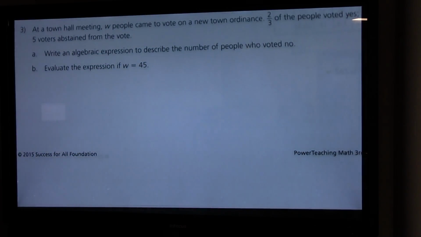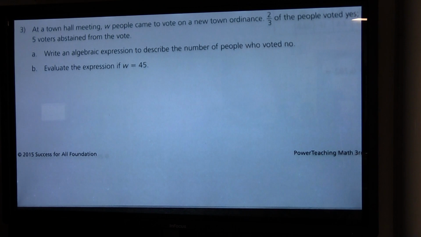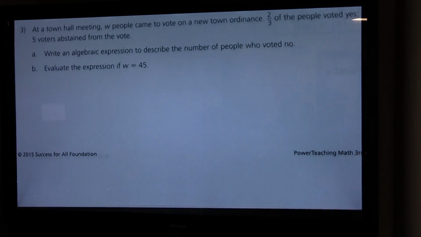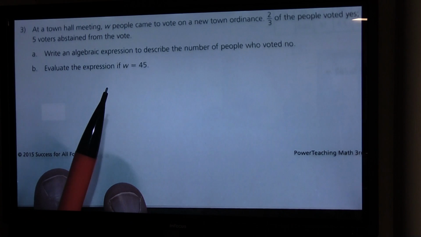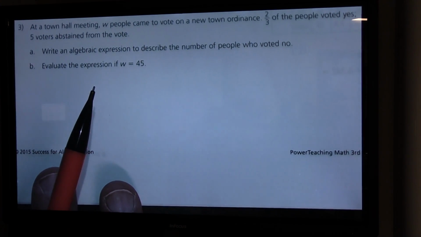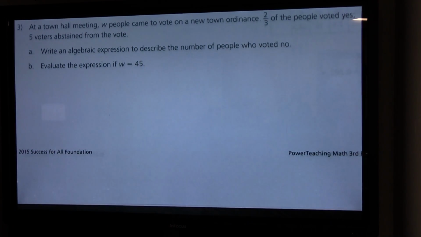Okay. Number 3 says, at a town hall meeting, W people came to vote on a new town ordinance. 2/3 of the people voted yes. 5 voters abstained from the vote. A, write an algebraic expression to describe the number of people who voted no, and B, evaluate the expression if W equaled 45. Now, the first thing I'm going to do is try to make sense of this problem.